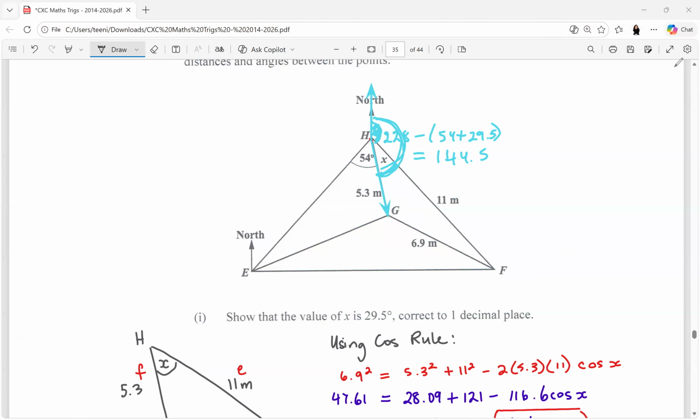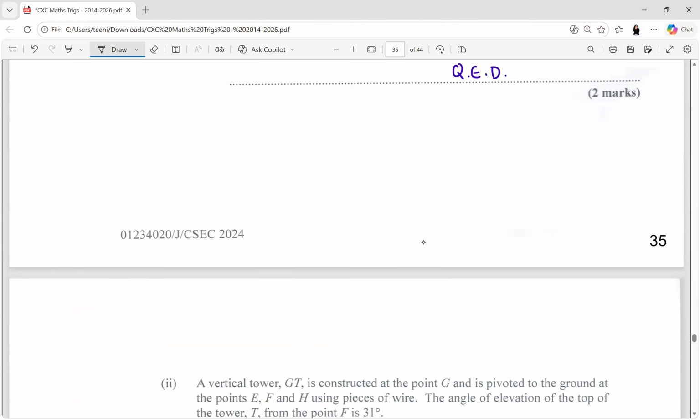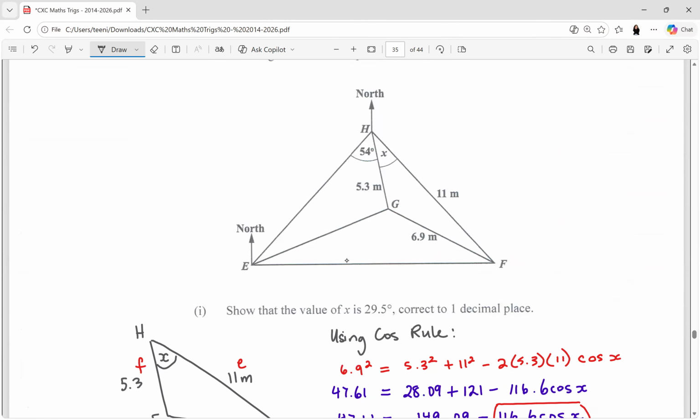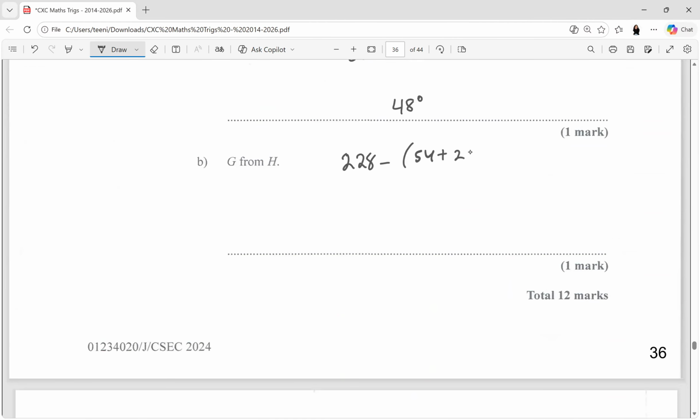Let's write it in. First we said 228 take away 54 plus 29.5, which was 228 take away 144.5, and then we said 144.5 plus 29.5, which is 174. So this is 174 degrees.